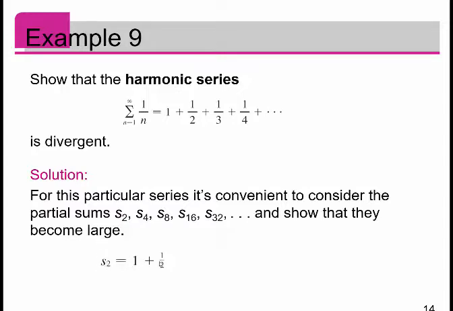So S sub 2 is equal to 1 plus 1/2. S sub 4 is 1 plus 1/2 plus 1/3 plus 1/4. But I know that this sum here is greater than 1 plus 1/2 plus 1/4 plus 1/4. There's a reason to this madness here. And that's equal to 1 plus 1 divided by 2. So S sub 4 is greater than 2, basically, is what I'm saying.